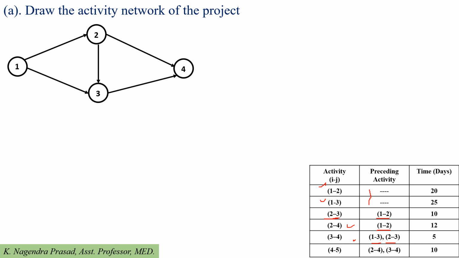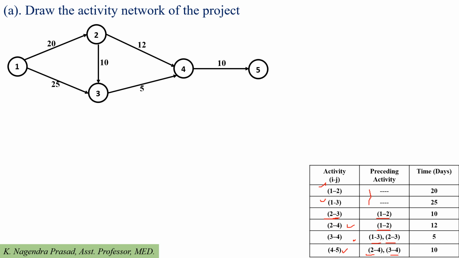Next is the activity 4 to 5. For the activity 4 to 5, the preceding activities are 2 to 4 and 3 to 4. So after completion of the activities 2 to 4 and 3 to 4, activity 4 to 5 will immediately start. So we have to draw the activity 4 to 5 like this. Next we have to represent the time duration of each activity on the arrow mark, like this.